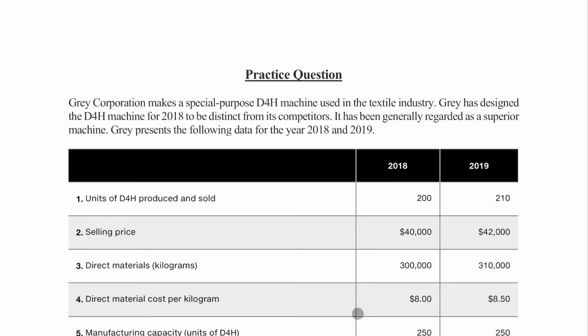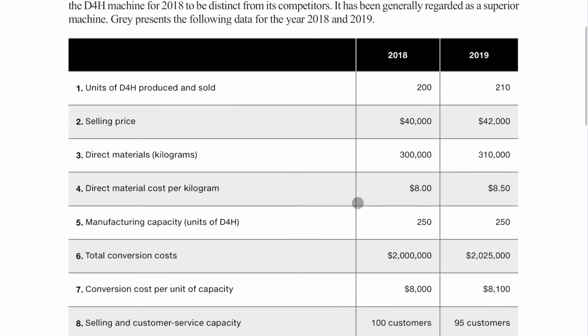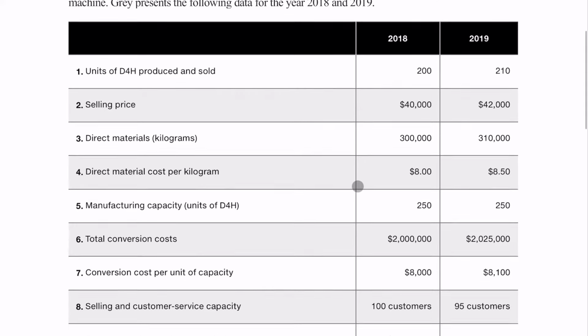Gray Corporation makes a special purpose D4H machine used in the textile industry. Gray has designed the D4H machine for 2018 to be distinct from its competitors, so it's a differentiated product. It has been gradually regarded as a superior machine. Gray presents the following data for the year 2018 as well as 2019. So we see here units of D4H produced and sold, selling price, direct material in kilograms, and direct material cost per kilogram. That's the price per kilogram of direct material.